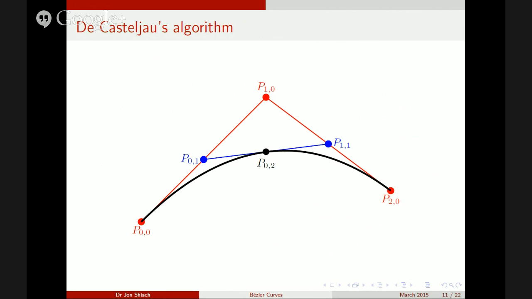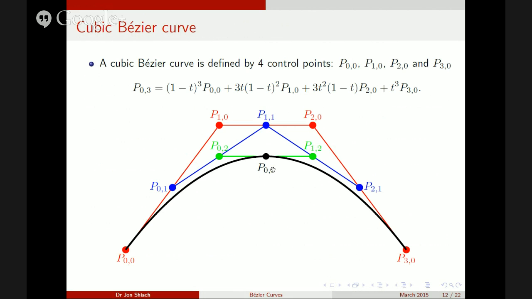Okay, so that's the same diagram, but this time I've written it in using those subscripts. The red P points are your initial control points. Your blues, notice that j is 1 in this case, those are your Qs. And the point on the Bezier is P02.